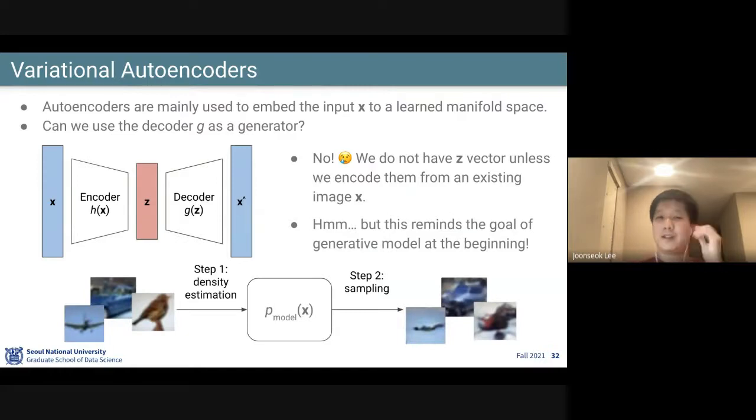But still, it's probably workable. There should be some way to make it happen, because this reminds us of our definition of the generative model: given the actual images, X, we encode them into some probability distribution model, which is Z. And then using that, we should be able to sample from that distribution. So why is that hard? We should be able to do it somehow. That's the motivation of variational autoencoders.